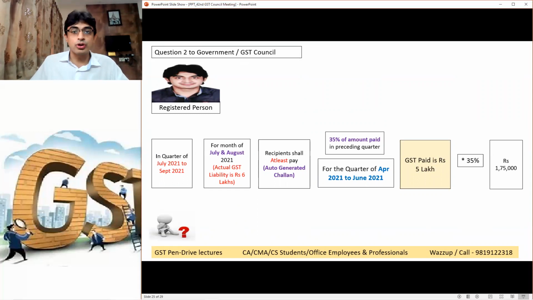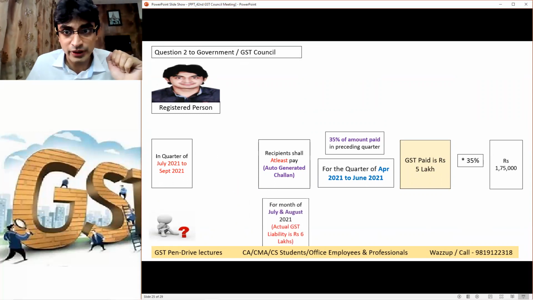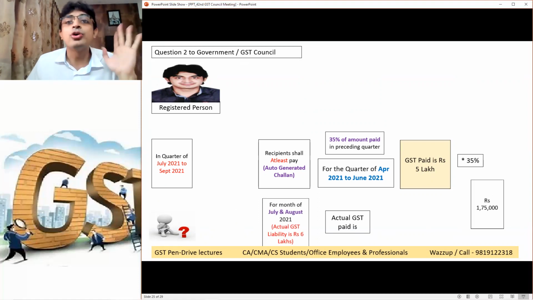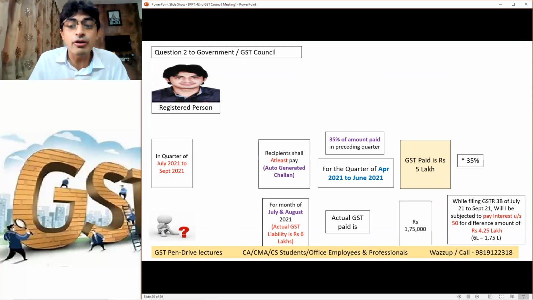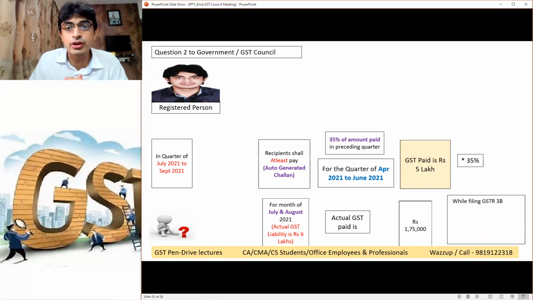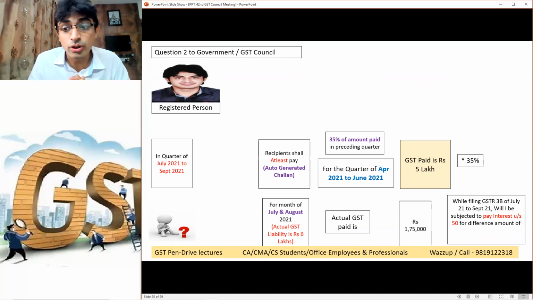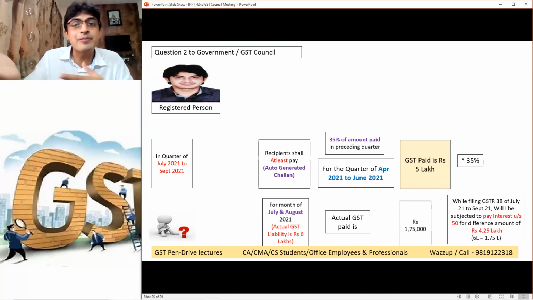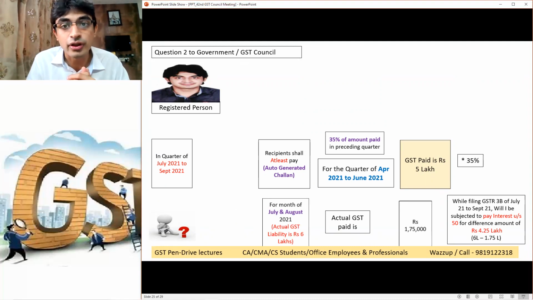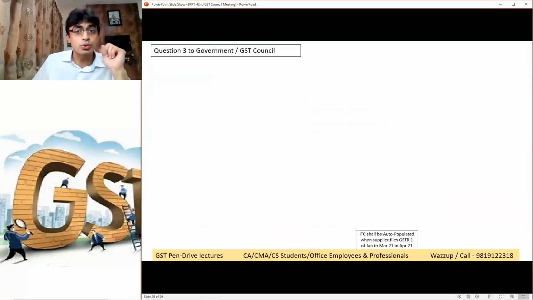Now my second question to the government. Okay, my actual liability was 6 lakh rupees. I have only paid rupees 1 lakh 75. So for the difference of 4 lakh 25,000 rupees, when I file through GSTR 3B, am I supposed to pay interest under section 50 or not? Currently, we don't even have an answer. If interest is applicable, then what is the benefit of it? You did not benefit the taxpayer anything. Okay, so this was question number two to the government.